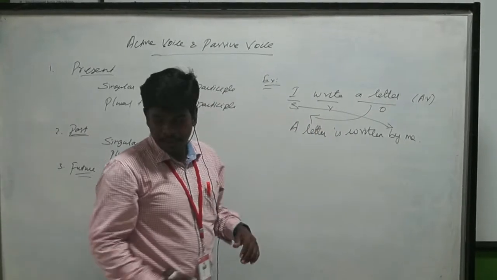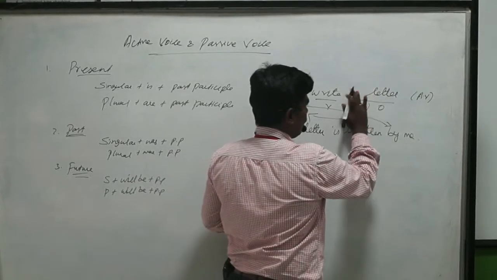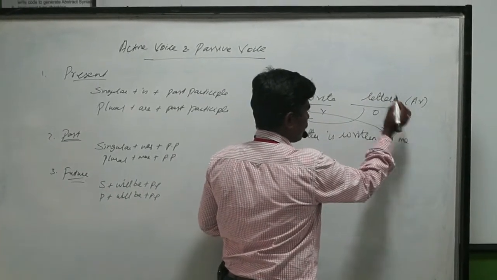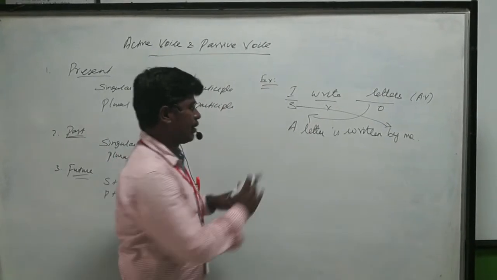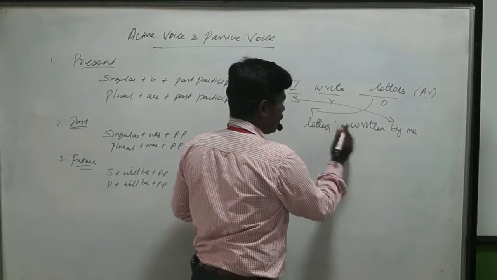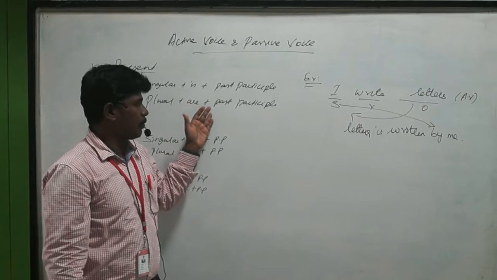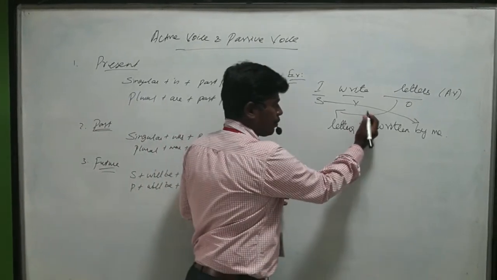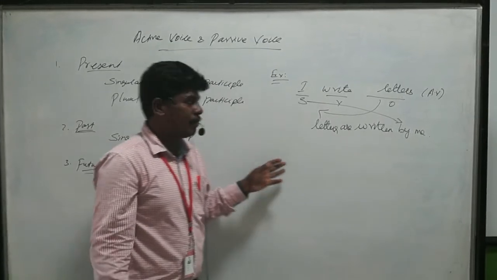So then what about the plural? Here the plural is nothing but, okay, "I write letters." That's all. If you know this, "I write letters" means there are so many letters. So if you just take out "letters," then we are going to apply the formula. That means plural plus are plus past participle, that is "letters are written by me." Yeah, that's all, a simple magic.